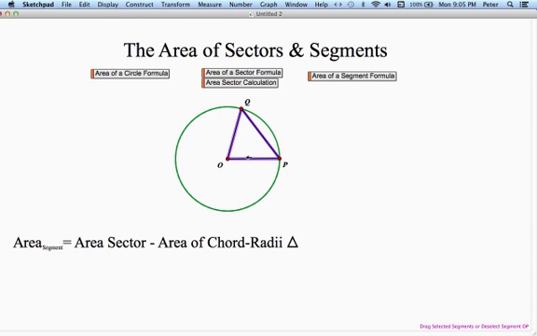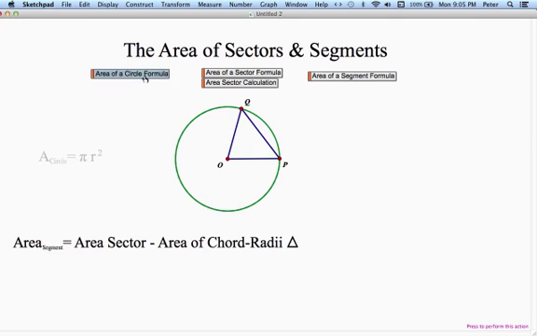So that gives us, it's not really a formula as much as a method for finding the area of a segment. The area of a segment is equal to the area of the sector, QOP, subtracted by the area of the chord radii triangle, QOP. Okay, so make sure those are in your notes.